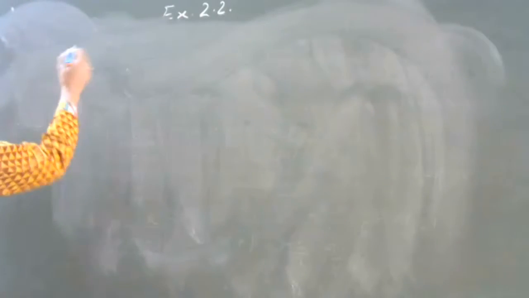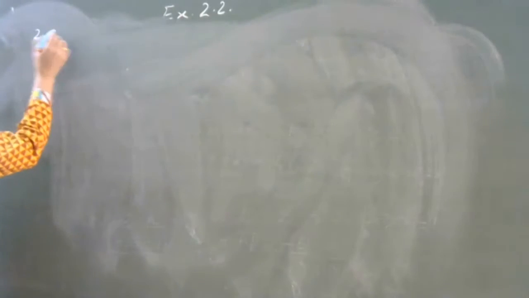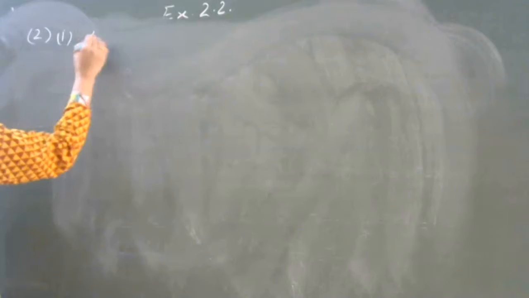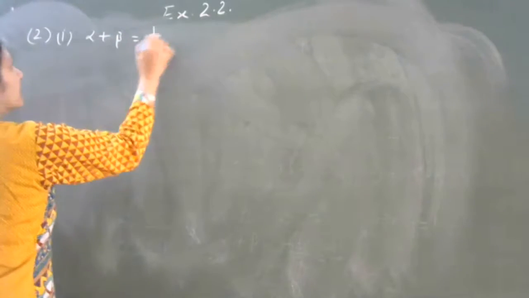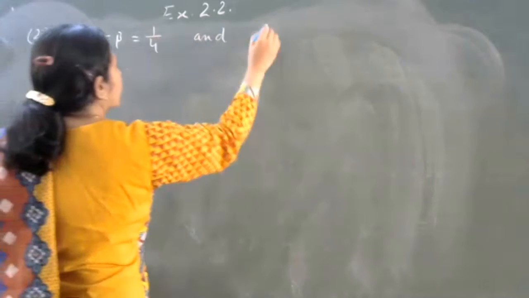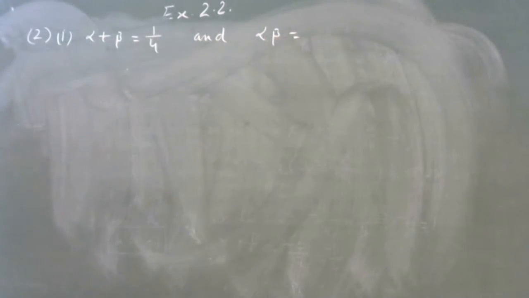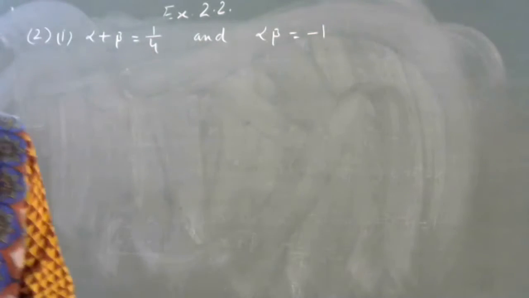Yes, here you are given question number 2, first part. Alpha plus beta is equal to 1 by 4 and alpha into beta is equal to -1. I hope it is right. सबकी बुक में यही होगा.